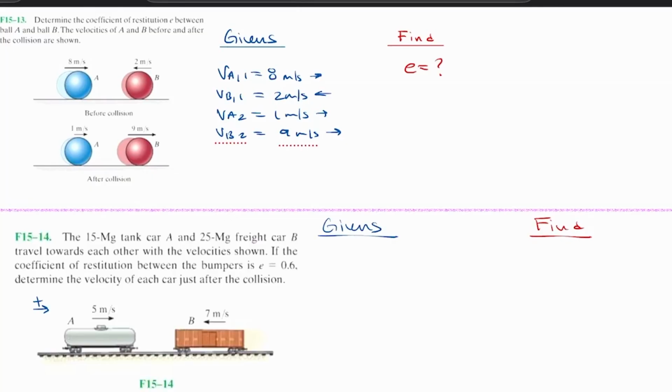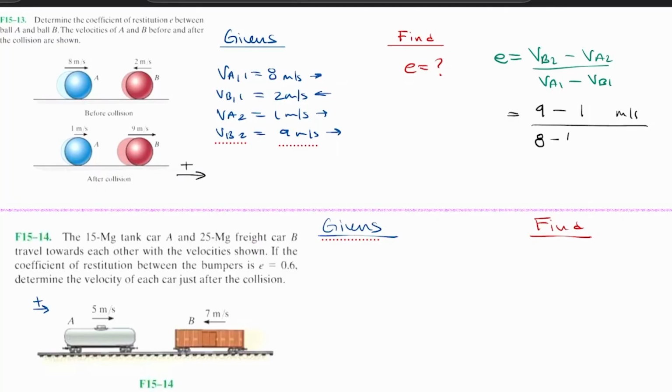So using the equation that we saw before, where the coefficient of restitution is equal to VB2 minus VA2 divided by VA1 minus VB1, we can substitute in those values. So this will be 9 meters per second minus 1 meter per second over here. I'll write the units on the side, meters per second. And this is divided by the velocity of A1, that's 8 meters per second.